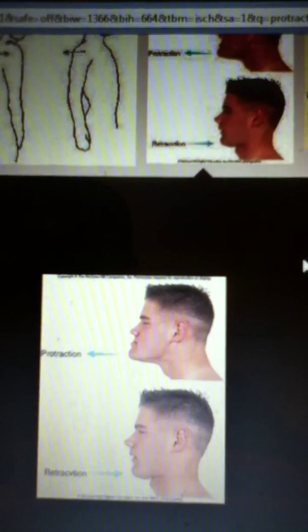The next special movement is elevation and depression. Elevation means lifting a body part superiorly. An example is lifting the shoulder upwards. That's elevation. And depression would be moving the shoulder downwards.